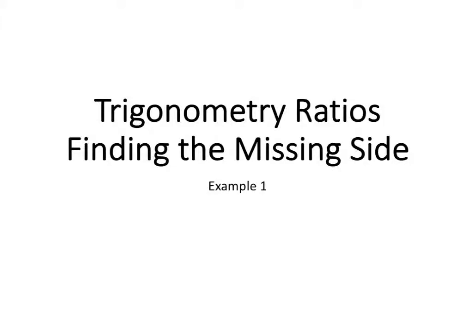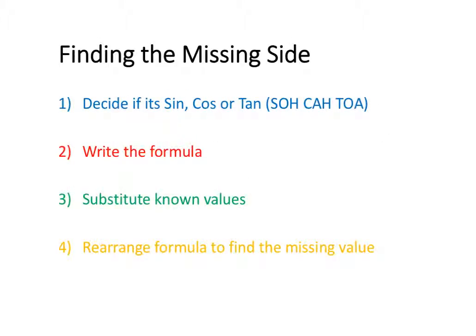In this video, we're going to have a look at how to use the trigonometry ratios to find a missing side of a right angled triangle. So the 4 steps to find a missing side in the right angled triangle. The first step is going to be to decide if you want to use sine, cos or tan. And remember, SOHCAHTOA will help you with your decision making.